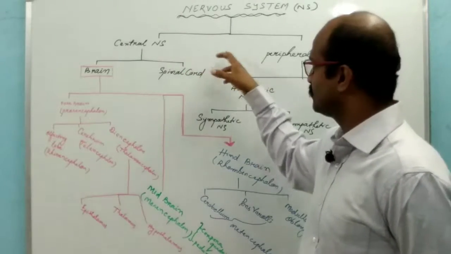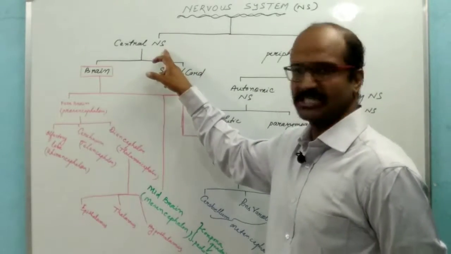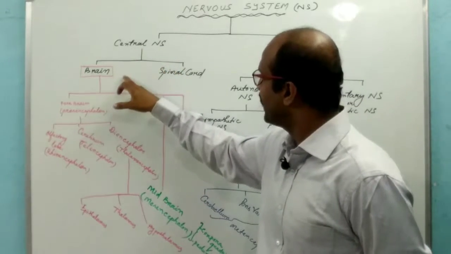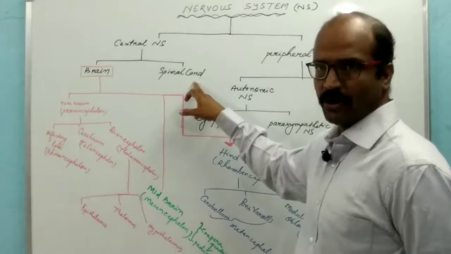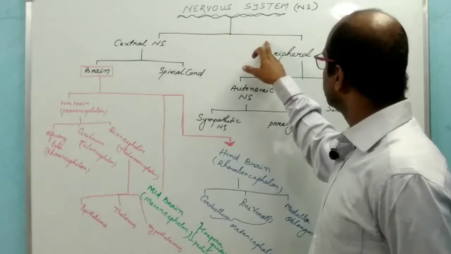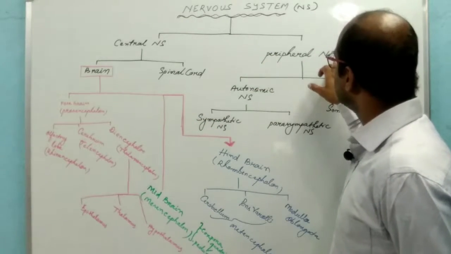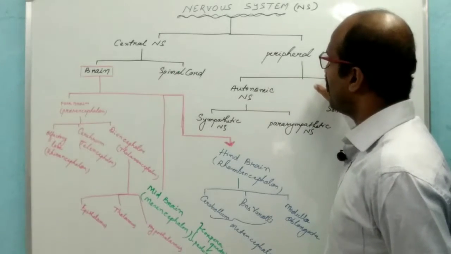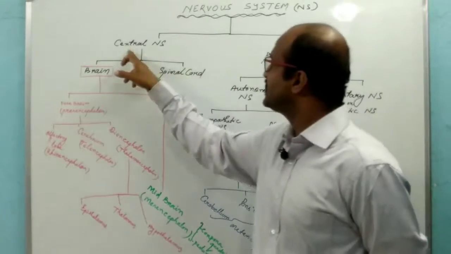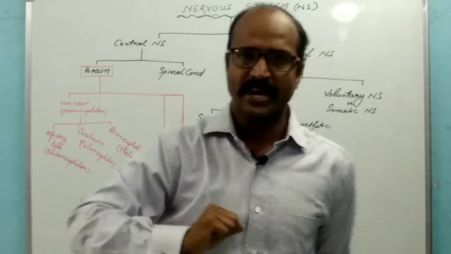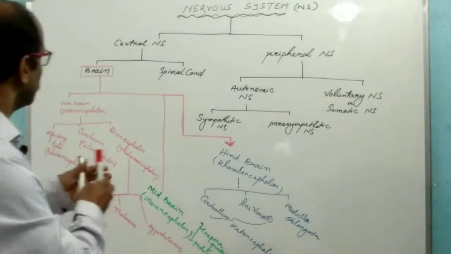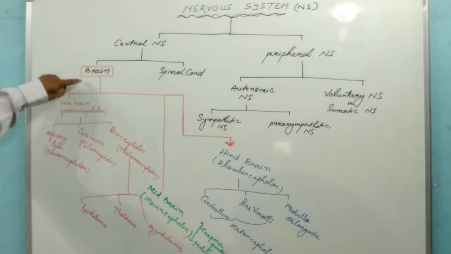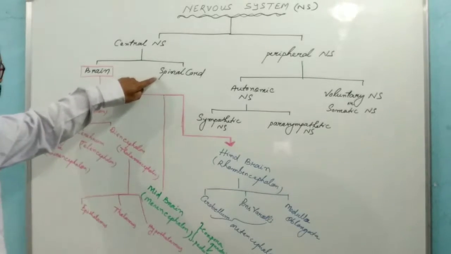or position. One is the central nervous system, which comprises the brain and the spinal cord, and another is the peripheral nervous system, or the peripheral neural system. So first, let's go to the central nervous system. The central nervous system, also known as the central neural system, is composed of the brain and the spinal cord.